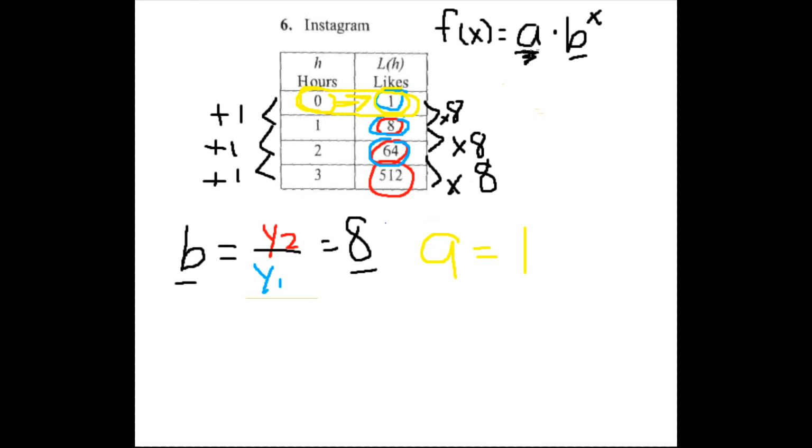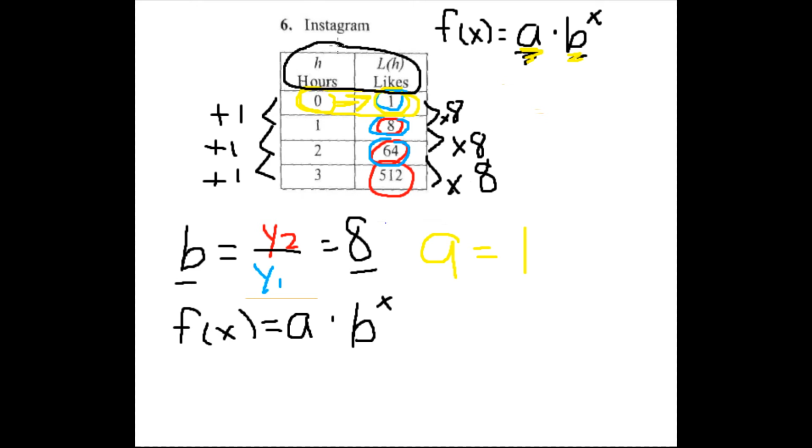So now we have our A, we have our B, we can write the equation for this particular exponential function. I always start with the general equation, f of x equals a times b to the x power, where a is the initial value and b is the constant multiplier. And then I fill it in and make it match my particular situation. So we have our Instagram situation. Our variables are h for hours, and L of h for likes. So now we need to make it match our function. So here our output is what? Well, it's L of h.